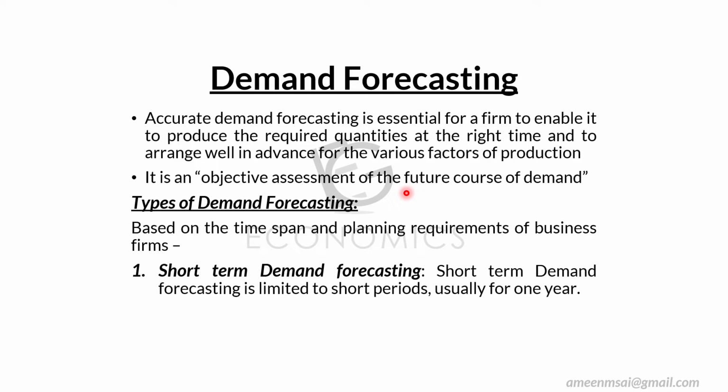Okay, fine. There are many types of demand forecasting, so let's look at them. What are the types of demand forecasting? They are based on the time span and planning requirements of business firms. When considering the time span, for example, we might forecast for 1 year, for 5 years, or for 15 to 20 years. So based on that, the types of demand forecasting are different. And also the planning requirements. So let's go through the types of demand forecasting.